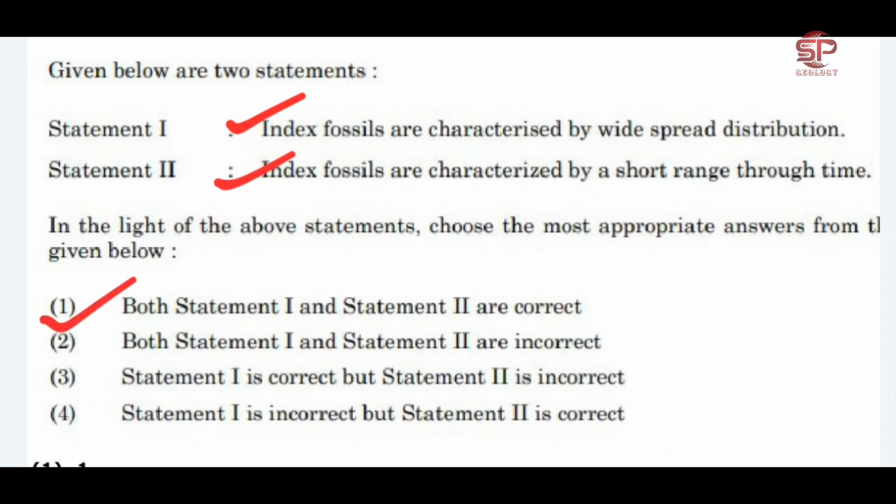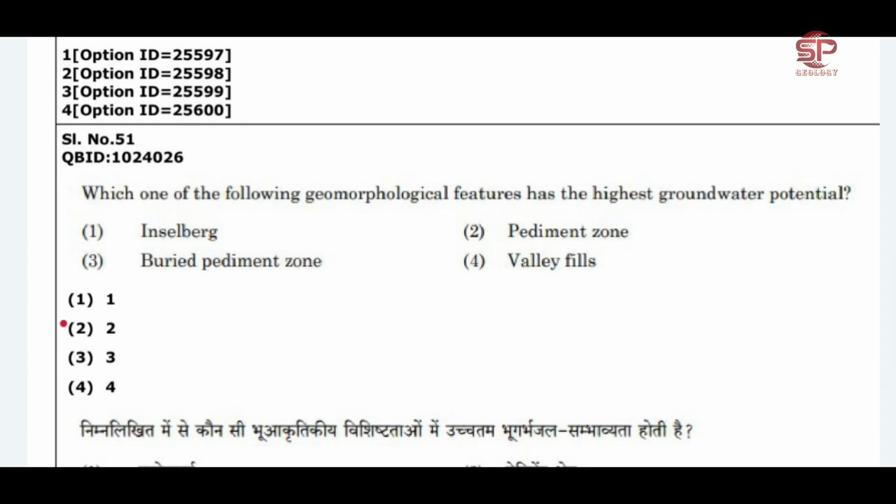Which of the following geomorphic features has the highest groundwater potential? Inselberg or pediment, those are formed in the peneplanation stage, which is a very dry weather condition.